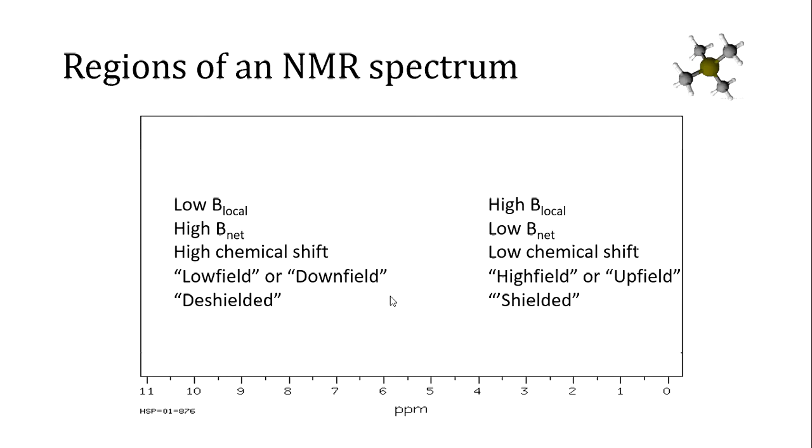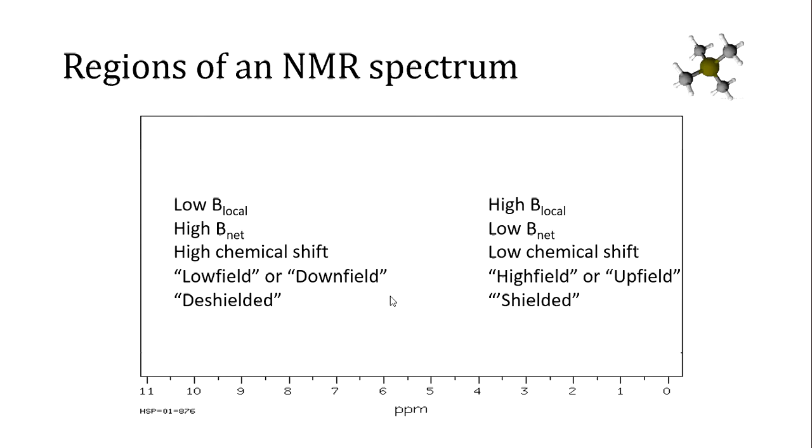And these are sometimes called low field or downfield protons. And these two words are in reference to the B local that they are feeling. But the more proper term for these protons is deshielded. These are protons that have low shielding.